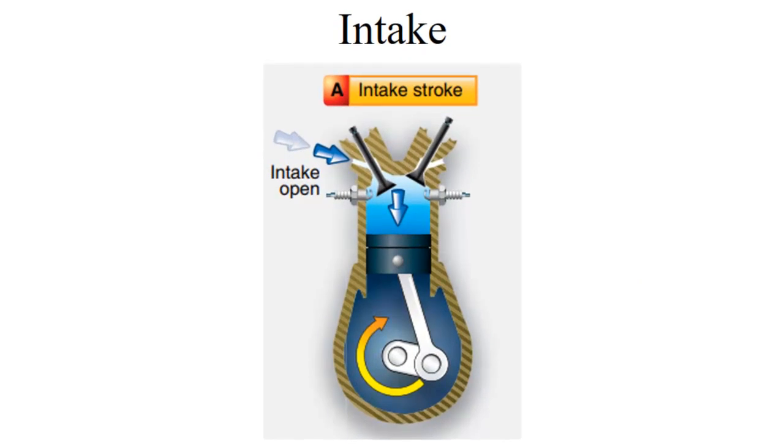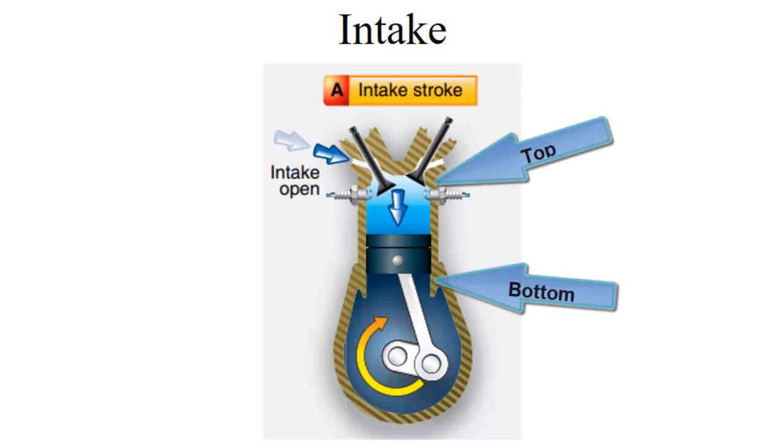So we'll start with the intake stroke. On the intake stroke, the intake valve opens up and allows the fuel-air mixture that's in the intake manifold, where fuel and air has been mixed together, to be drawn into the cylinder by the piston moving down in the cylinder. And by the way, just as a reminder here, we refer to the directions up and down to refer to the top of the cylinder and the bottom of the cylinder as pictured here.